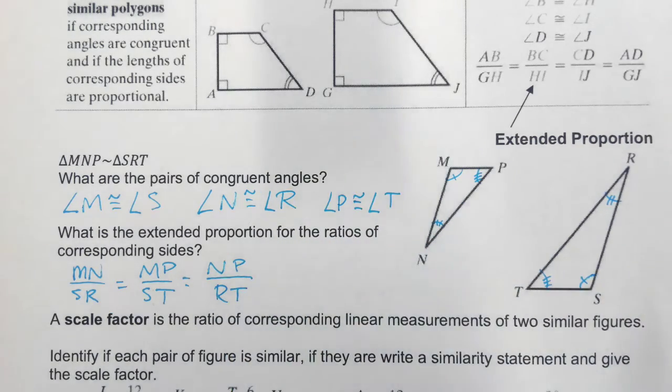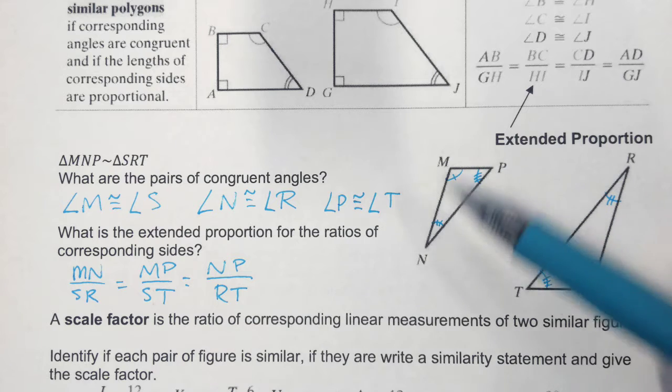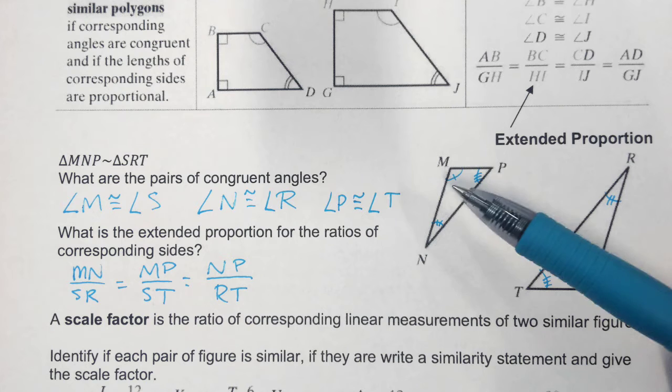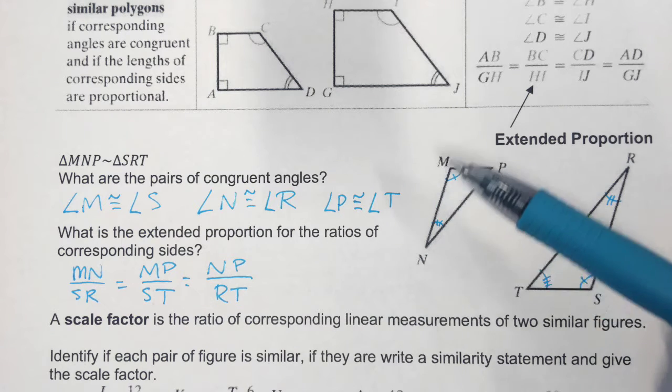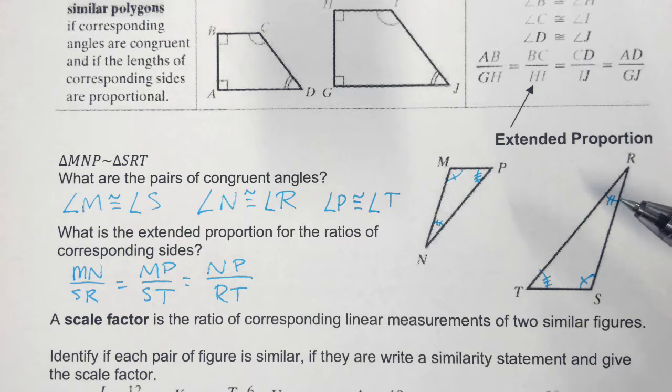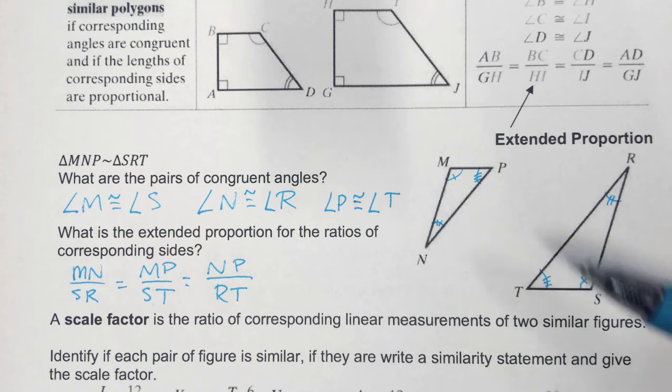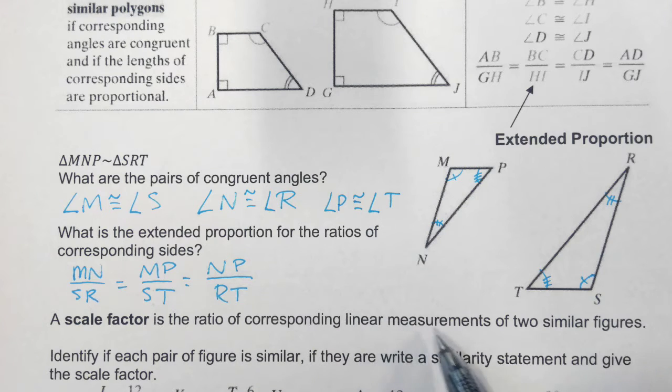Those are all proportional. And what that means is there's some magic number that I can multiply this by, and for each segment, I can multiply MN by something and it's going to equal SR. That same number, if I multiply it to either of the other two sides, would also equal the bigger triangle. So that's called a scale factor. That is the ratio of the corresponding measurements of the two similar figures.